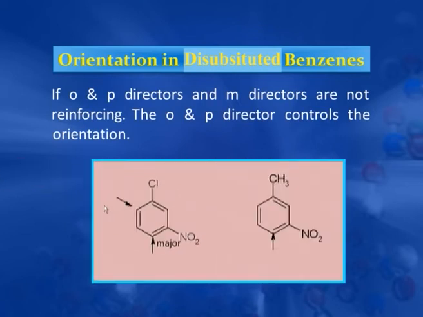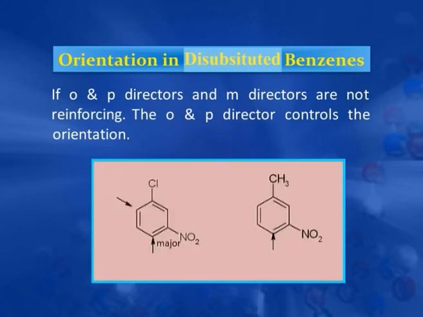Now, see the example, para-nitrochlorobenzene. Here chlorine is an ortho and para director and nitro is a meta director. So, here this position is ortho to chlorine, but it is not meta to nitro, it is para to nitro. So, when these two groups are not reinforcing each other, then this chlorine, because it is an ortho and para director, governs the orientation of the incoming group, and that is why at these two positions the incoming group will attack, and the major product will be formed para to the chlorine atom.